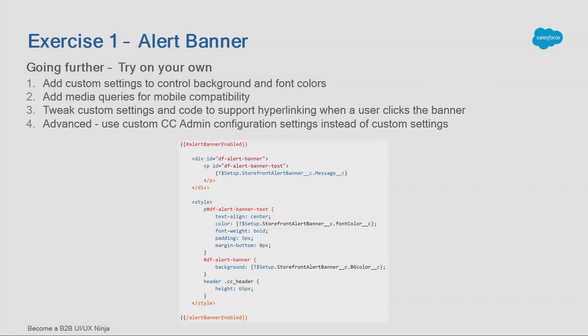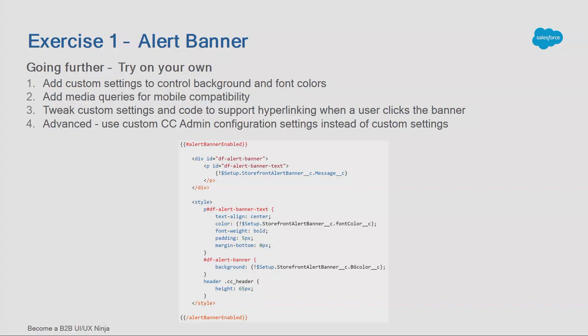So we have a few exercises if you guys want to take this exercise and go a bit further on your own. See if you can add some custom settings to control the background and font colors as well to add a little bit more flexibility for your clients. Number two, see if you can add media queries. How can you make this mobile compatible? How can you make it look good on a tablet and smartphone? Number three, tweak custom settings and code to support hyperlinking if a user clicks on the banner. So see if you can create some configurations to allow for users to actually click on that, get 30% off, and actually take them to a separate page.